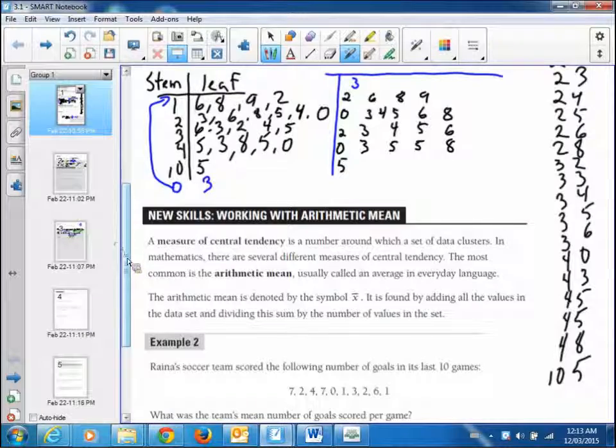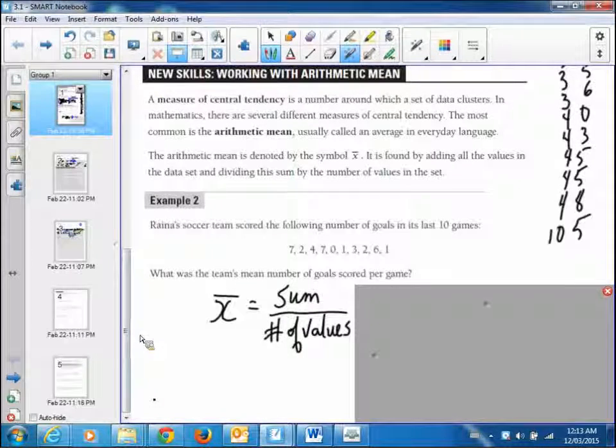Okay, I'm assuming now that you've worked through that. Now, what's an arithmetic mean? It's what you normally call the average in everyday language. We use this X bar symbol to mean the mean. Now the mean is a specific type of average. Average can mean other things anyways.